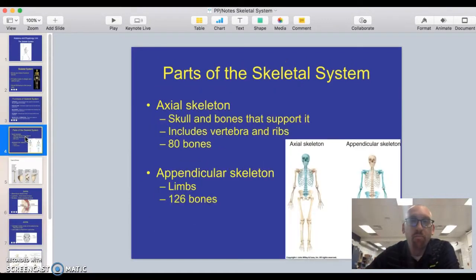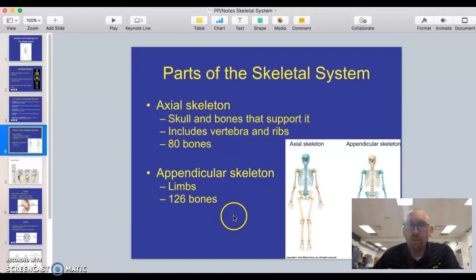Okay, so parts that you need to know. The main two sections of the skeletal system, if we look at structure, are what's called the axial skeleton and the appendicular. The axial skeleton is right here. It's essentially your skull with your vertebrae and your rib cage. I tell kids your head and your trunk is your axial skeleton. So it's your skull, vertebrae down, and then your rib cage that holds in your heart and your lungs and stuff like that.